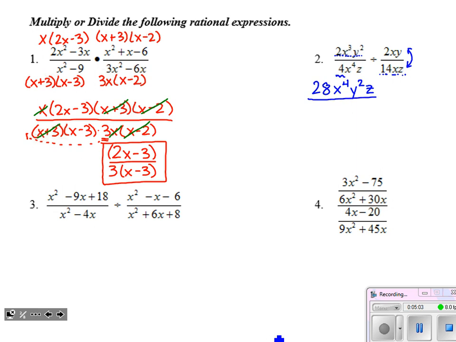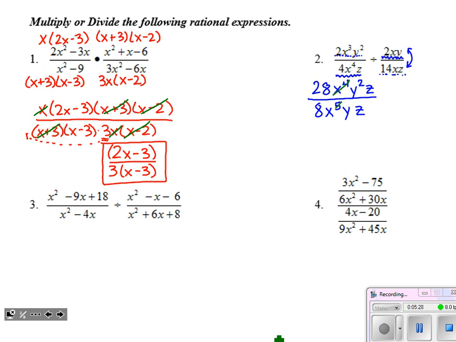Okay, now let's look at the denominator. It's going to be 4x to the fourth z times, remember I'm flipping the second fraction, 2xy. So I get 8x to the fifth y z when I multiply all those terms together. And they're not factors in parentheses, so we just write that multiplication as those terms being right next to each other.